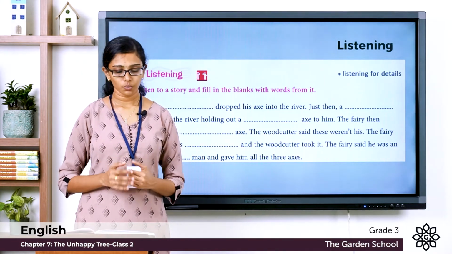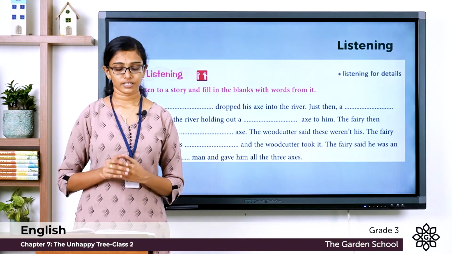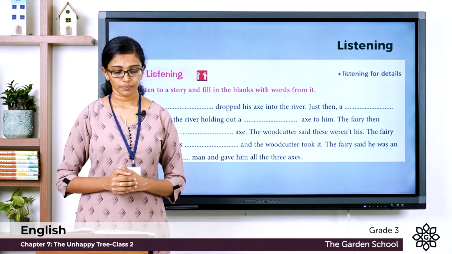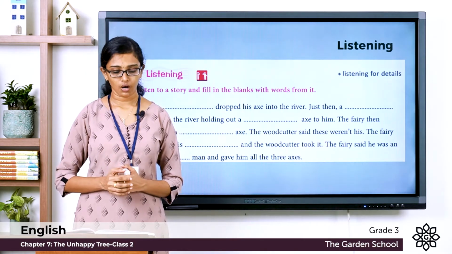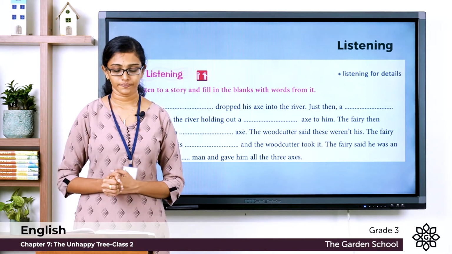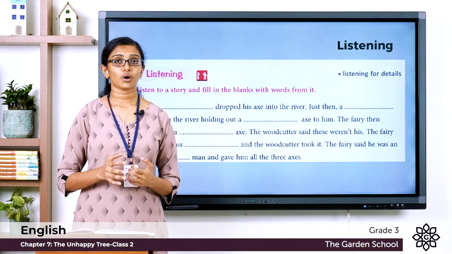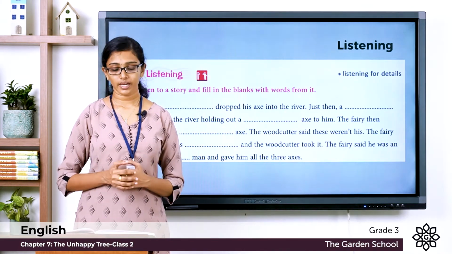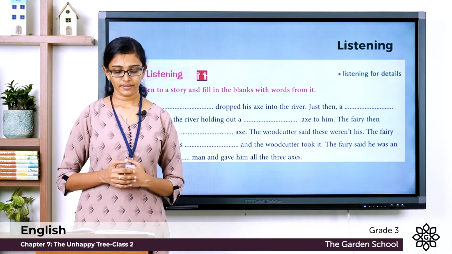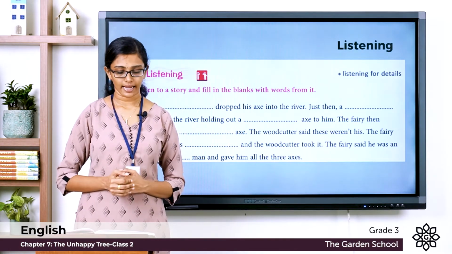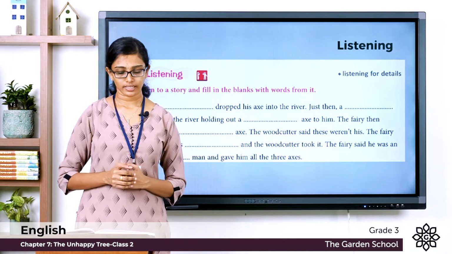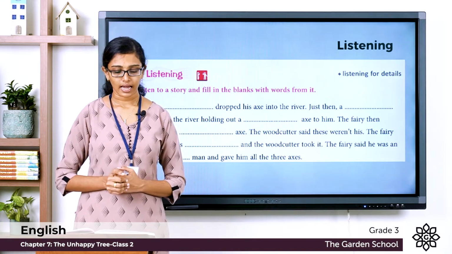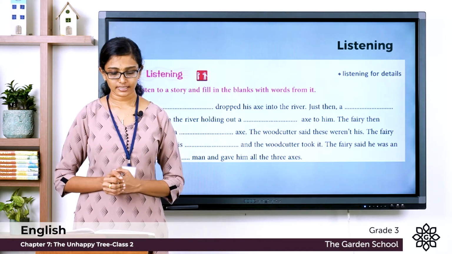A poor woodcutter dropped his axe into the river. Just then, a fairy appeared in the river, holding out a golden axe to him. The fairy then brought out a silver axe. The woodcutter said these weren't his. The fairy brought out his wooden axe and the woodcutter took it. The fairy said he was an honest man and gave him all the three axes.